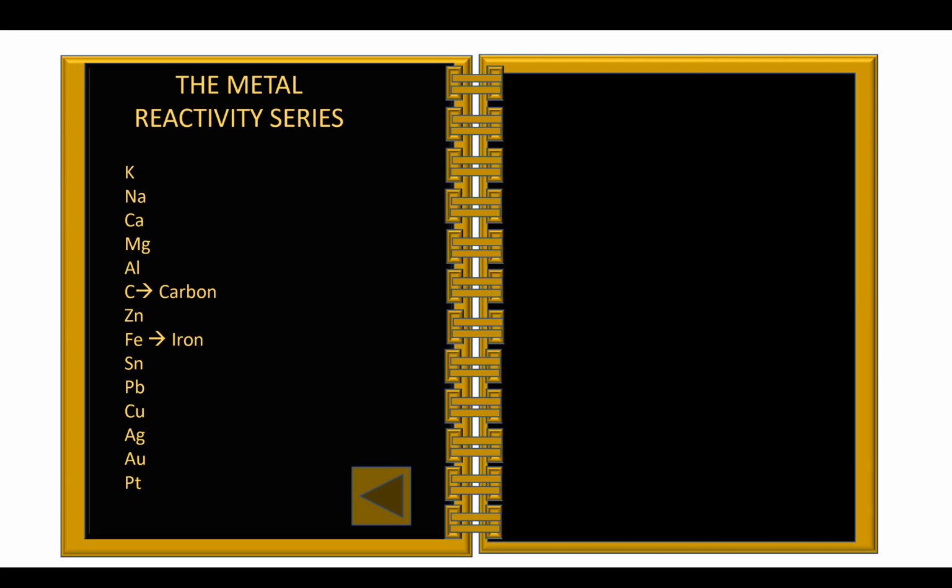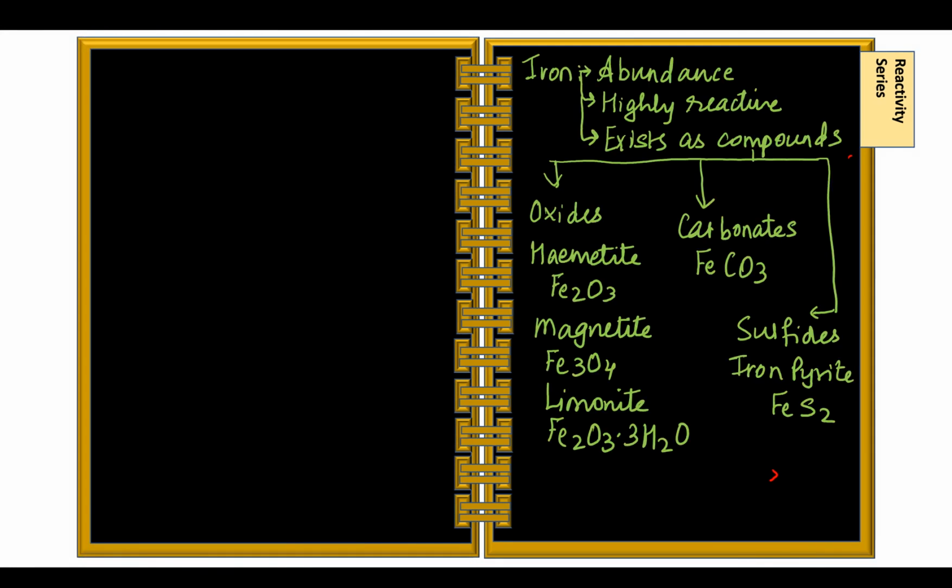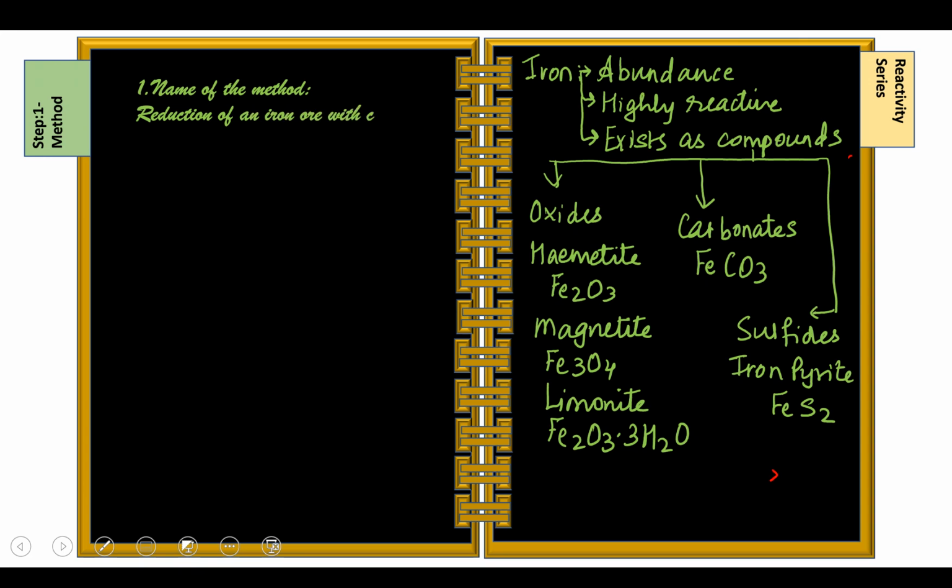As you can see in the reactivity series, carbon is more reactive than iron, and therefore carbon can reduce iron compounds to iron. So we know the method of iron extraction, which is reduction of iron compounds with the help of carbon. So now let me just jot this down quickly. You can also make a note of it.